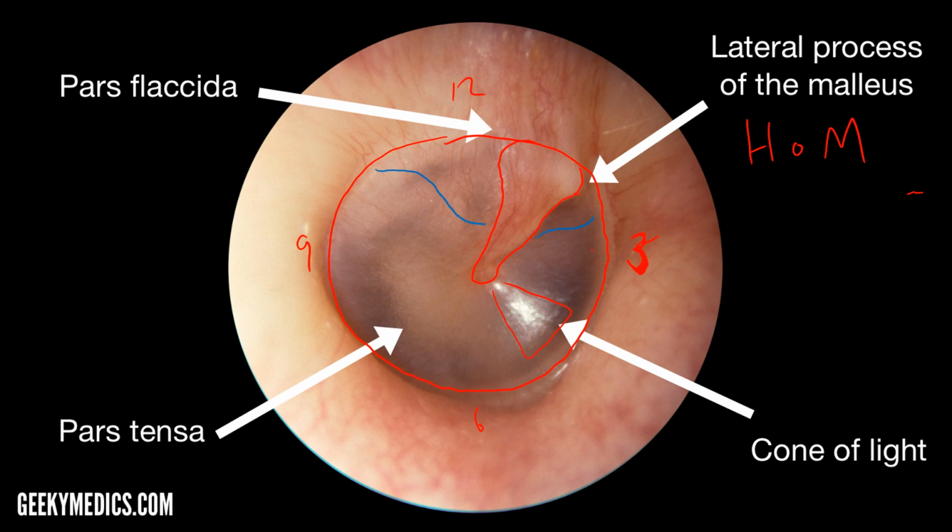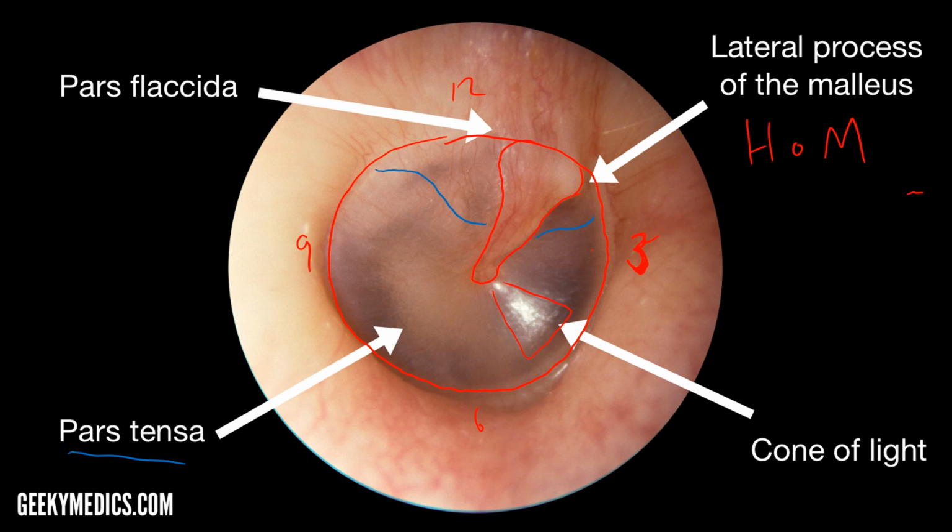The pars flaccida is this upper quadrant of the eardrum, and it's referred to as the pars flaccida because it's not as tightly stretched as the rest of the eardrum, which is the pars tensa. So the pars tensa basically is the rest of the eardrum. It's pulled tightly like the skin of a drum, so that it resonates and is able to transmit this vibrational sound wave down the ossicles toward the cochlea.